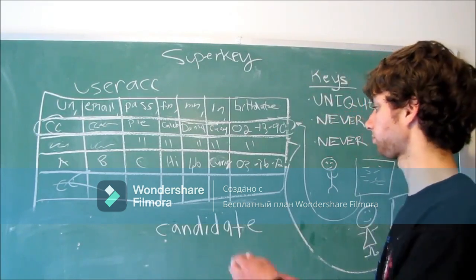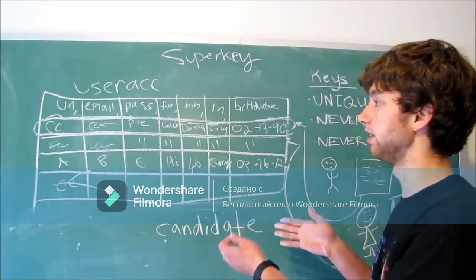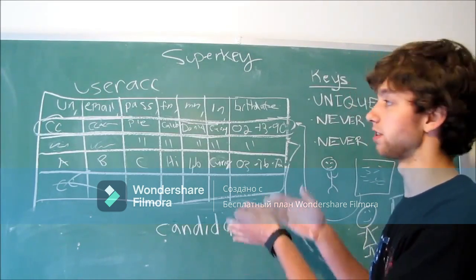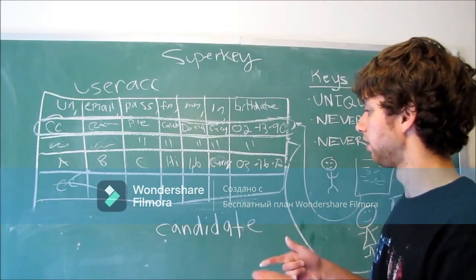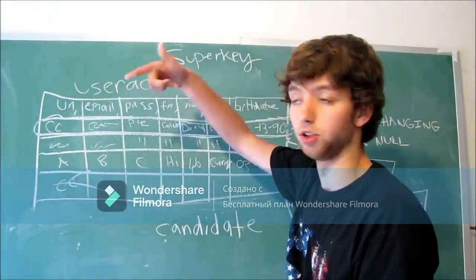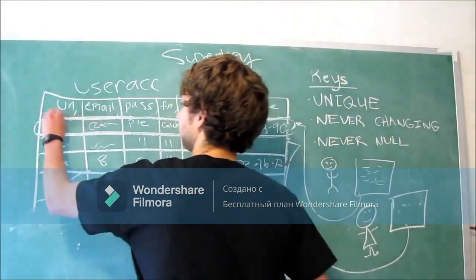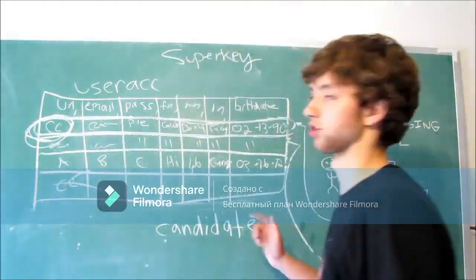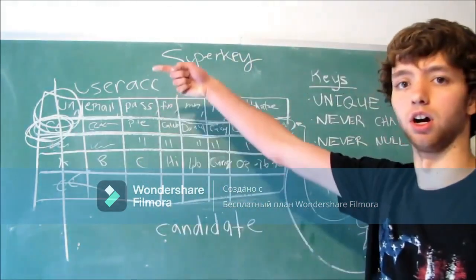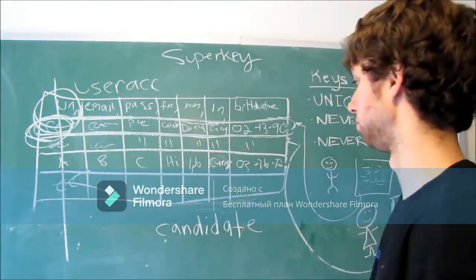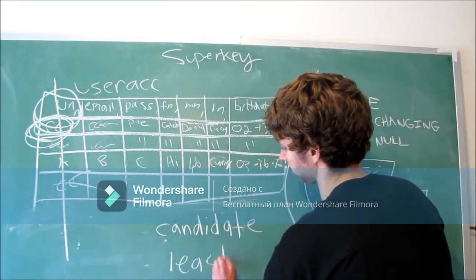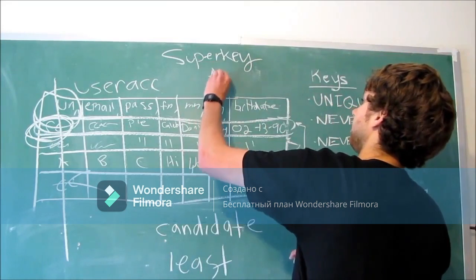But okay, anyways, the candidate key is the least number of columns needed to force every row to be unique. In this example, the username is enough to make it unique. So we can take the candidate key and have it to be just the username, or I guess we could circle the column, because all throughout the rows are going to be unique. So the candidate is least, and super key is any.